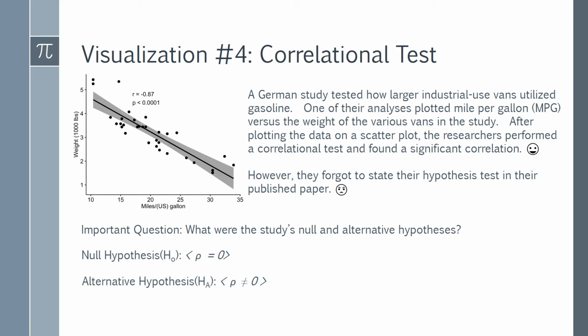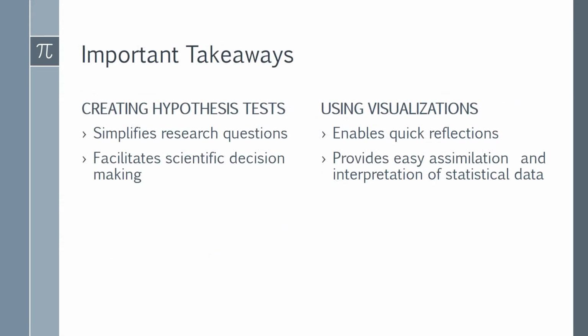So what is our question here? Our question is, what were the study's null and alternative hypotheses? Apparently the researchers failed to mention the null and the alternative hypotheses, so we are assuming that rho here will stand for a correlation coefficient. With the null hypothesis, we are saying that there is no correlation between the weight and the miles per gallon, while the alternative hypothesis is saying that there is a relationship between the weight and the miles per gallon from this study. So we'll move to our important takeaways here.